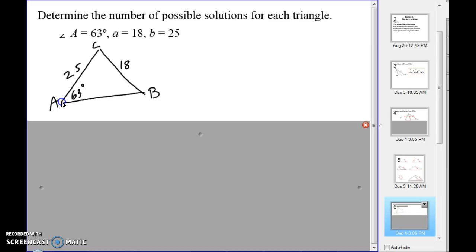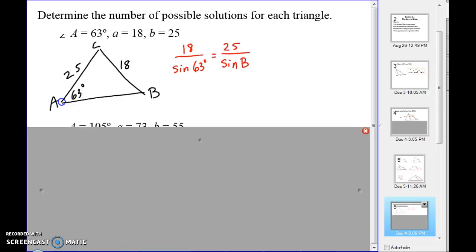When I set up the law of sines, it is side length a, 18 over sine of angle A, which is 63 degrees. I'm going to use that fraction because I know both the numbers in that fraction. And I'm going to set it equal to side length b, 25 over sine of angle B. And now you can see I've got an equation here with one variable, so I can solve it.